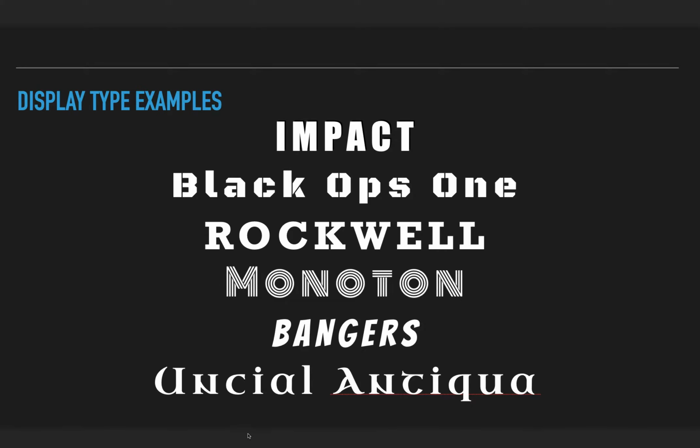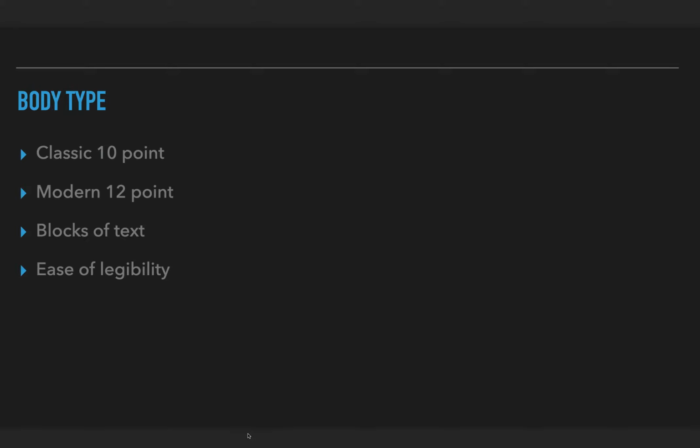These are great examples of display types. Each one of these signifies the different font. Impact, Black Ops 1, Rockwell, Monotone, Bangers, Uniseal, Antiqua. These are all on Google Fonts, by the way, if you want to take a look at these. These are all display types. Now, they all are representing that impact at the top there, but they can be used for headings and to accentuate the section or type.